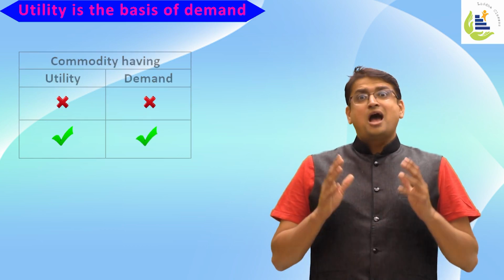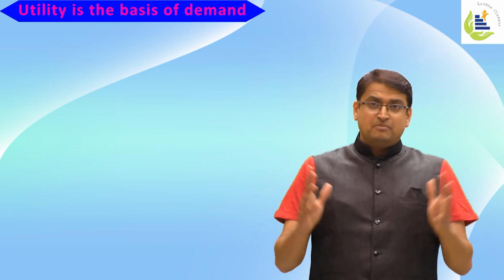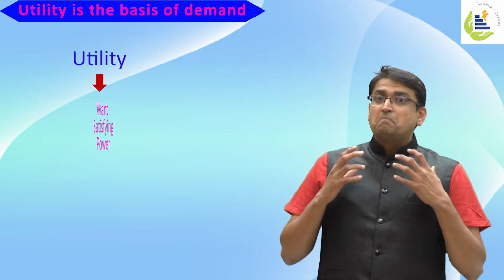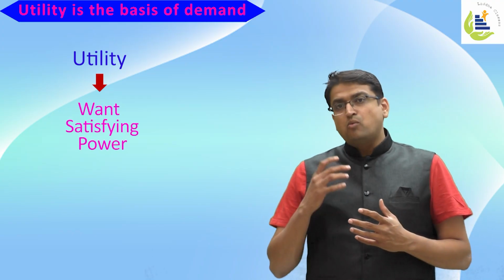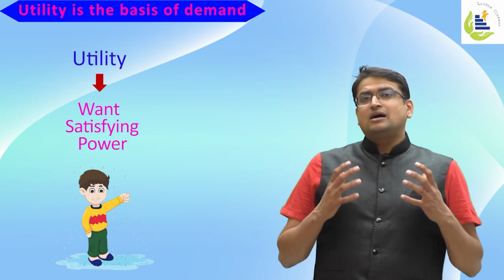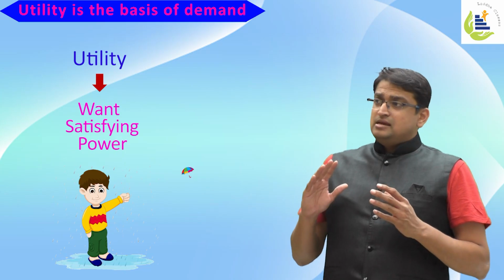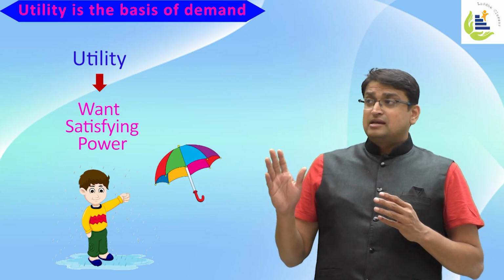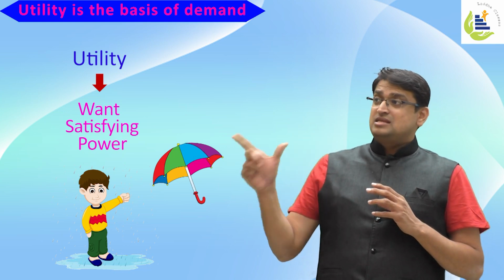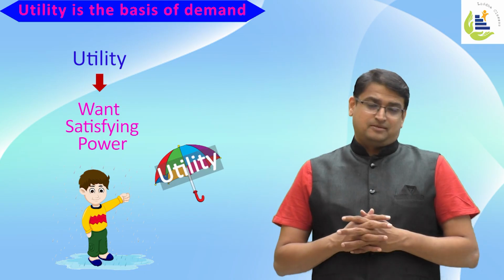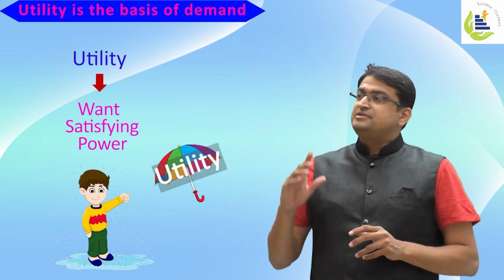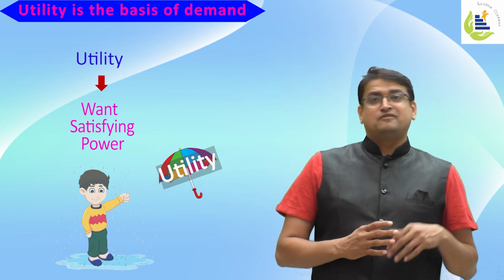Let us understand how utility creates demand. Well, what is utility actually? Utility is the power of satisfying the wants of humans. So, humans' wants are there. When they see that a specific commodity can satisfy their want, which means they see in that commodity there is a utility, then based on the availability of resources, they demand it in order to satisfy their want.